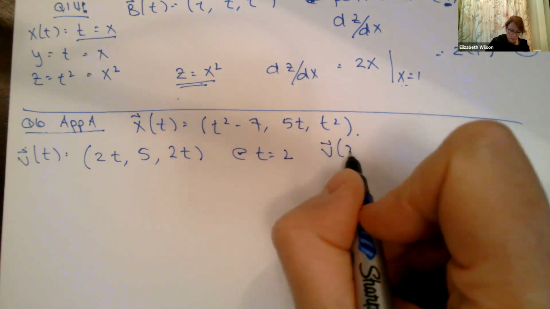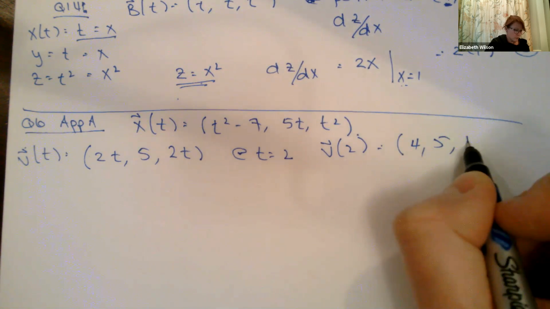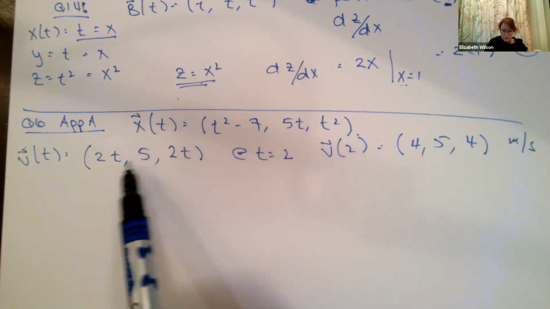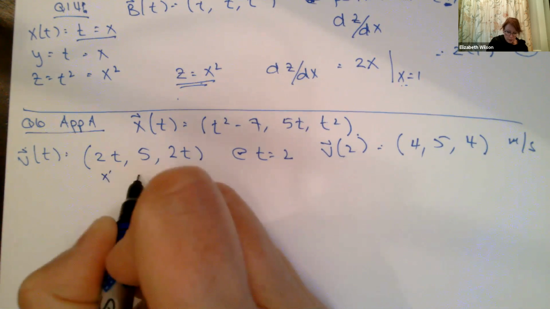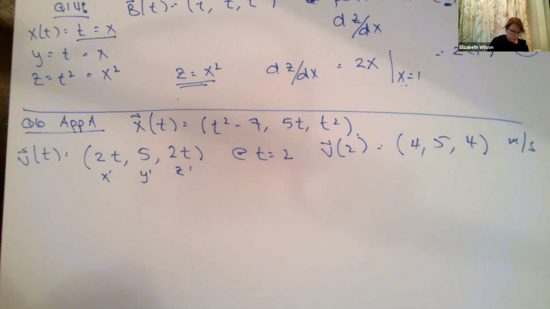So my velocity at 2 is equal to 2 times 2 is 4. This is 5 no matter what, and this is 4. This is meters per second. Okay, so what this means is we have an x, y, and a z axis, and we have a position as a function of time that has an x function, a y function, and a z function. Now we have a velocity, which is our derivative of our position as a function of time. Now the velocity at a certain time is the derivative of each component. So this is x prime, y prime, and z prime. And then we just evaluate at whatever t value we're looking at.